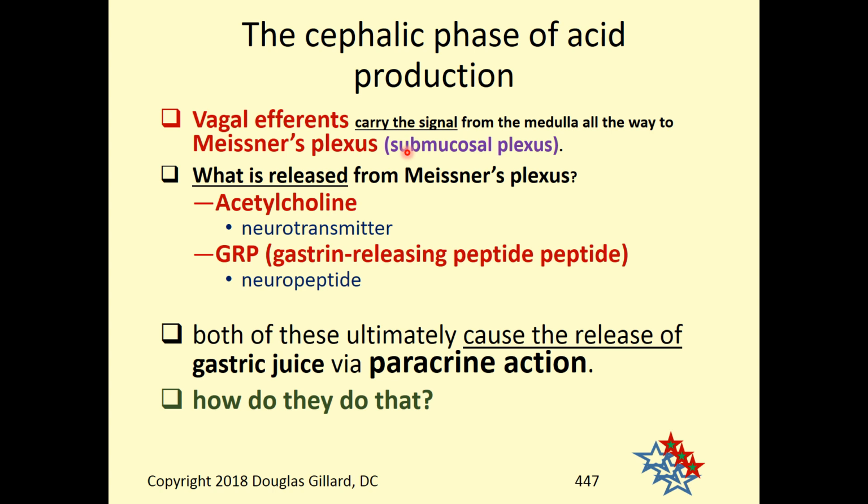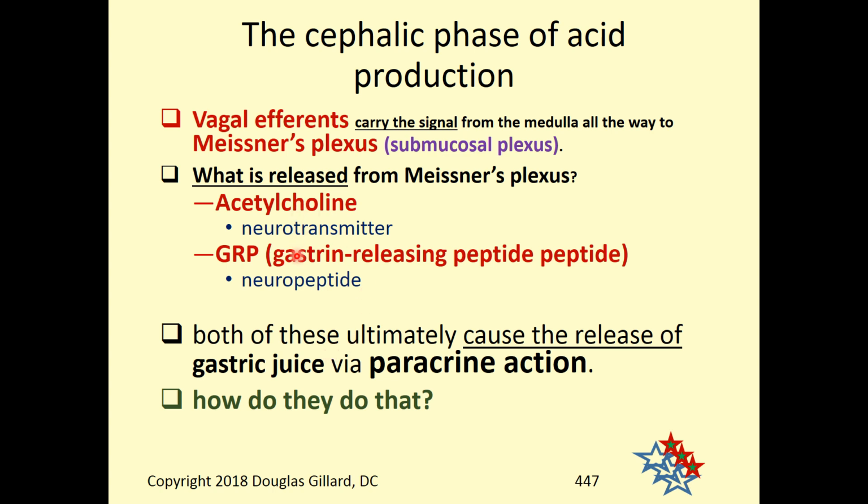So we're very close to the mucosa, very close to the stomach glands, and so we have chemical messengers that have to turn on the machinery to make gastric juice. And there's two chemical messengers that come from Meissner's plexus: acetylcholine and something called GRP, gastrin releasing peptide. I don't know why it says two peptides. Should have taken that out. Acetylcholine is a neurotransmitter. GRP is a neuropeptide. But both of these ultimately cause the release of gastric juice.